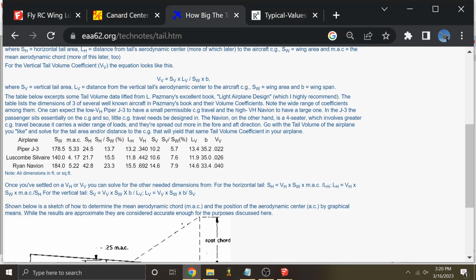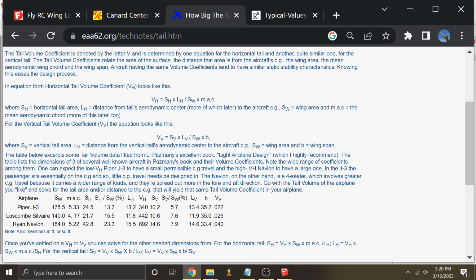And so what that means is we can go to this formula here. That vertical tail volume ratio is going to be our vertical tail area times its distance to the CG of the aerodynamic center of the tail, which is around the quarter chord of that tail, divided by the wing area times the wingspan. So we know approximately 3 of these.